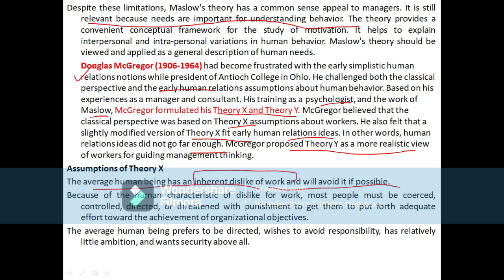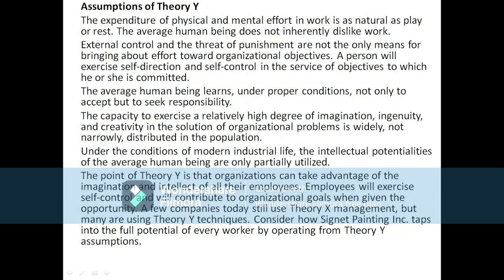Then the average human being prefers to be directed and wishes to avoid responsibility. He prefers direction, but he doesn't want to take responsibility, which is accountability. They have little ambition and want security above all. Theory X people are not work-motivated people. They only prefer authority but not responsibility. Now let us see the assumptions of theory Y.